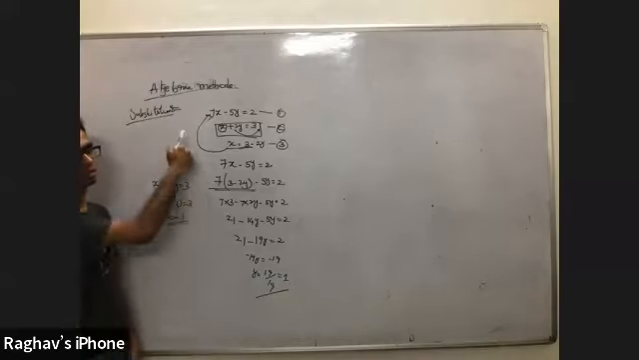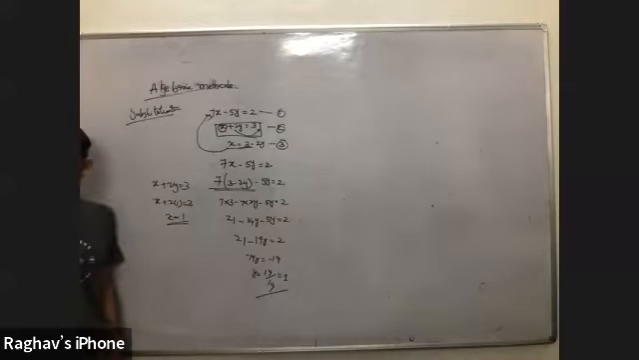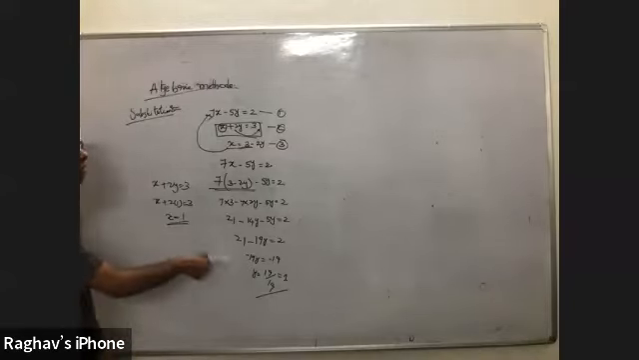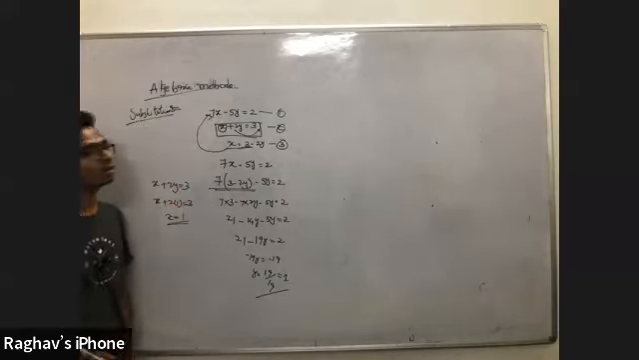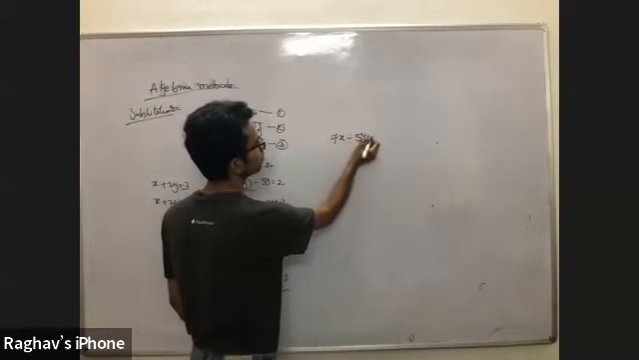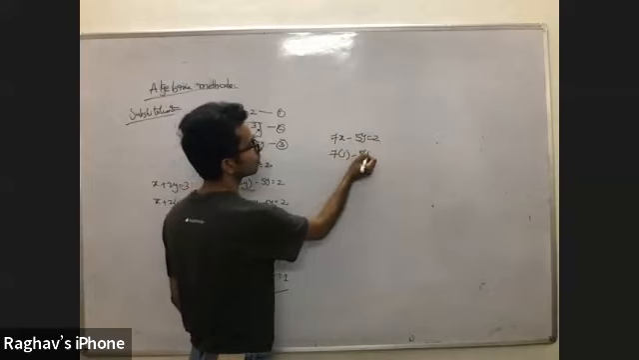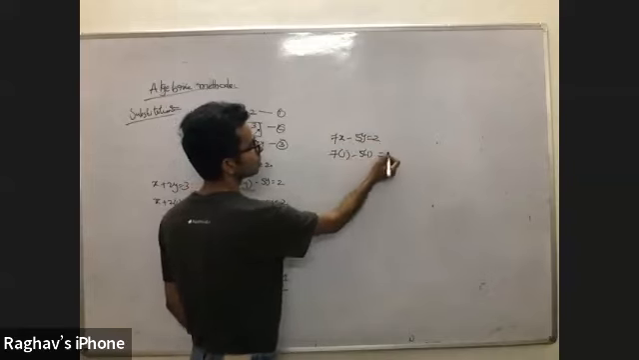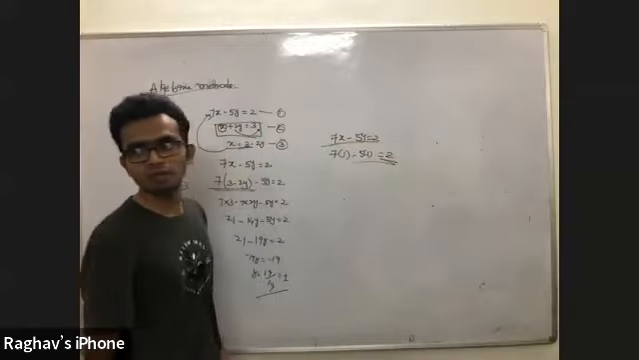Now you verify. Once you've done it, you need to verify it. How can you verify it? What is the way to verification? Good. Substituting these x and y values in equation 1 and equation 2, both must satisfy. So what is the first equation? 7x minus 5y equal to 2. What is the x value? 1. Y value? 7 minus 5 is 2. So it is satisfied. So one verification is done.